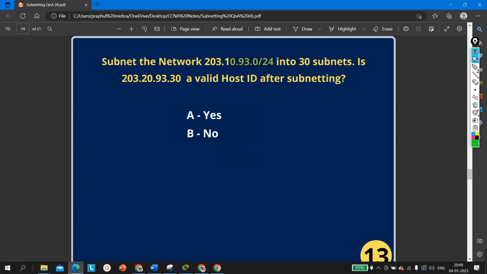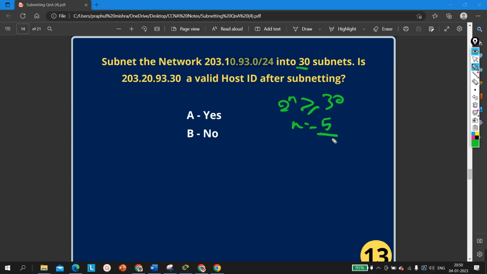Its block size will be 8, right? So 93.0, 93.8, 16, 32. See what will be the block size first. So slash 30, we need 30 subnets. So 2 to the power n must be greater than or equal to 30. So n will be 5. So we need to borrow 5 bits.